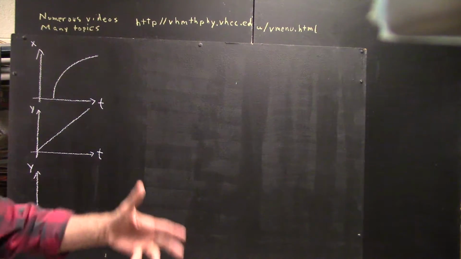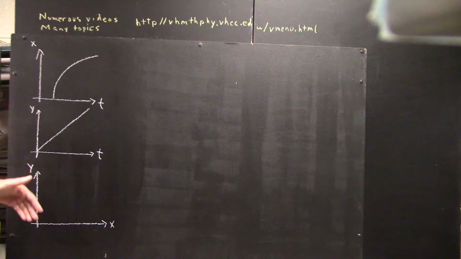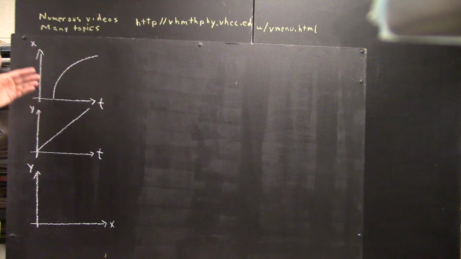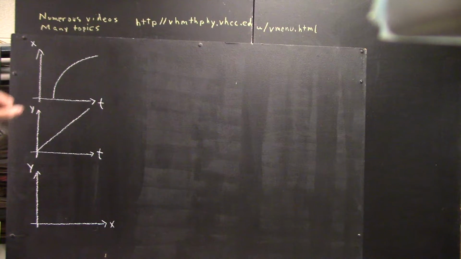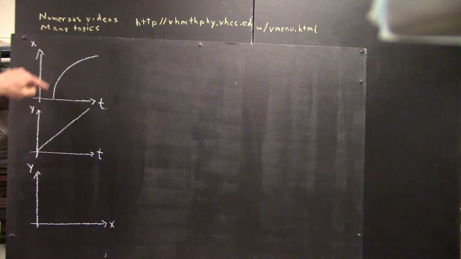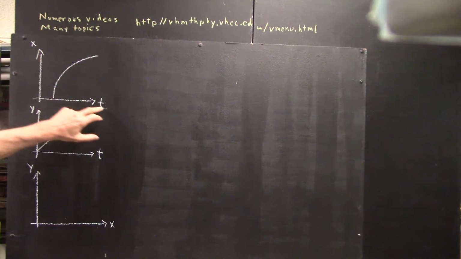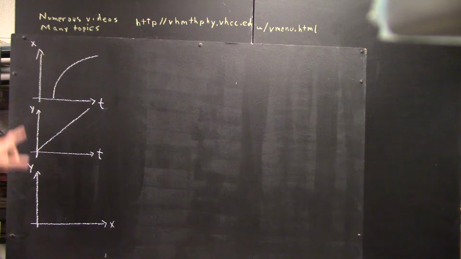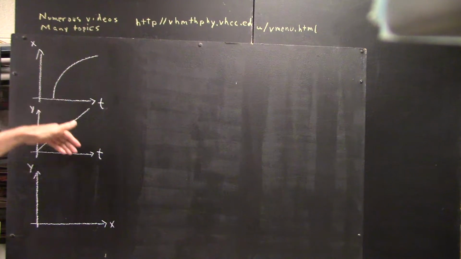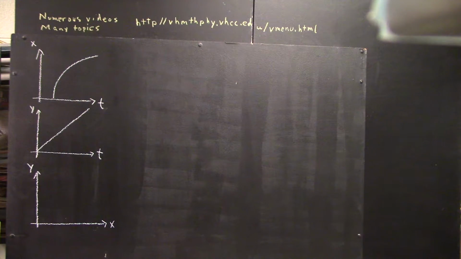The situation with parametric equations can be illustrated graphically in this manner. If we have x as a function of t, then there's some curve that describes x as a function of t. If y is a function of t, then there's some curve, probably a different one, that describes y as a function of t.